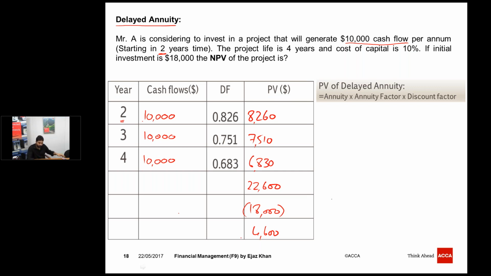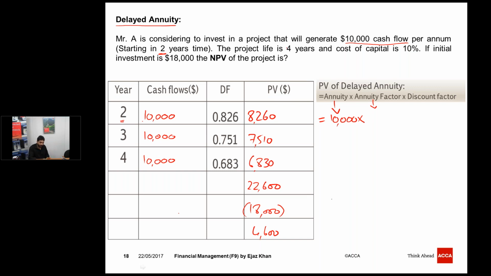But we have a formula approach to it. Whenever we have a delayed annuity, we have a formula for that. Let's just use that formula now. All we have to do is to pick the annuity from the question, 10,000. Then we need to pick annuity factor. Now, annuity factor, which annuity factor should we be using? Remember, we have to count the number of cash flows that we're going to receive.